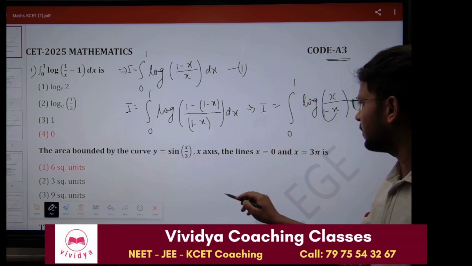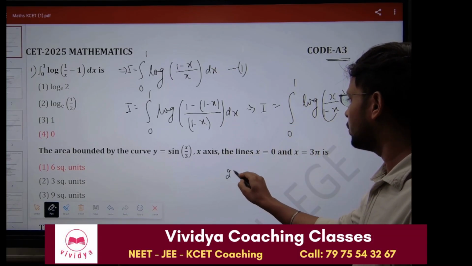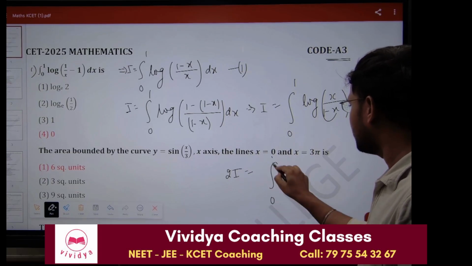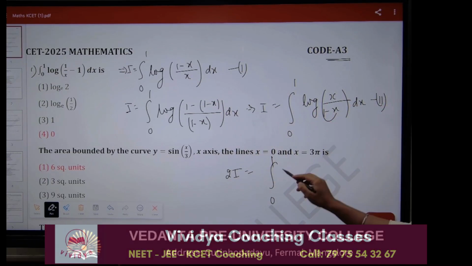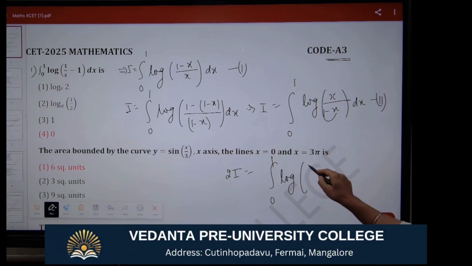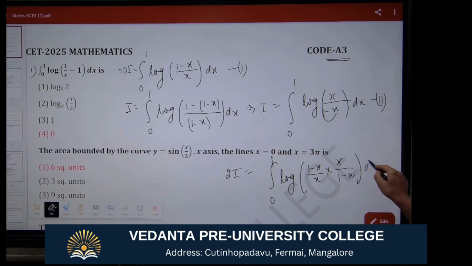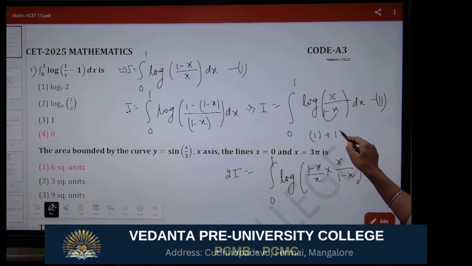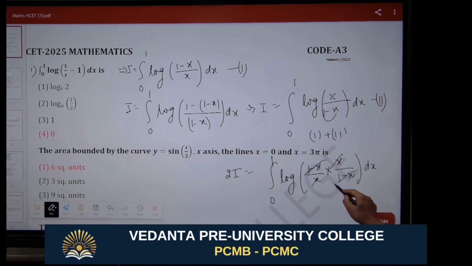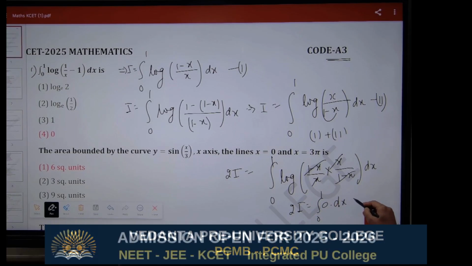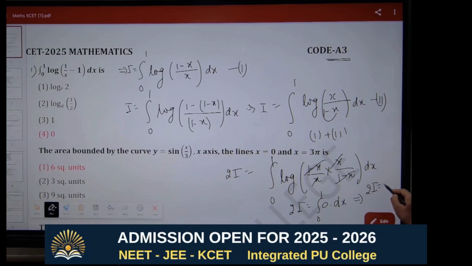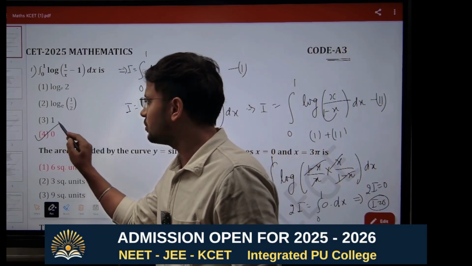Now add both. If I add both, 1 plus 2 will be 2I, and that is going to be 0 to 1. This both equation will get added, and according to the property of log, the argument gets multiplied. So if I'm adding 1 plus 2, now this value will get cancelled, and it is going to be 0 to 1 log 1. Log 1 is 0, and integration of 0 is 0. So what will be I? 2I is equal to 0, means I will be equal to 0. So answer for this question is option number 4.